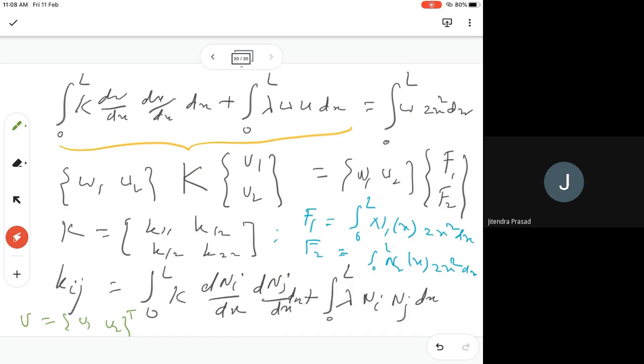So actually, the objective of this course is also this: the heat transfer problem, or diffusion problem, or the elasticity problem, those we deal with, like mechanical engineering deals with it.